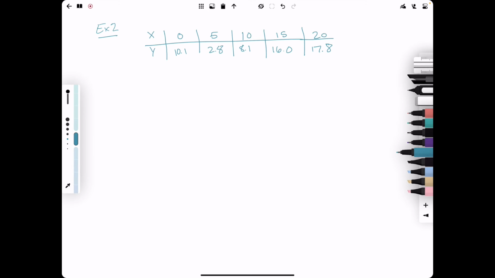Y equals. Clear that. Negative 0.012466 x to the third, and then plus 0.4334 x squared minus 3.296 x plus 10.081. Graph. Look at this.